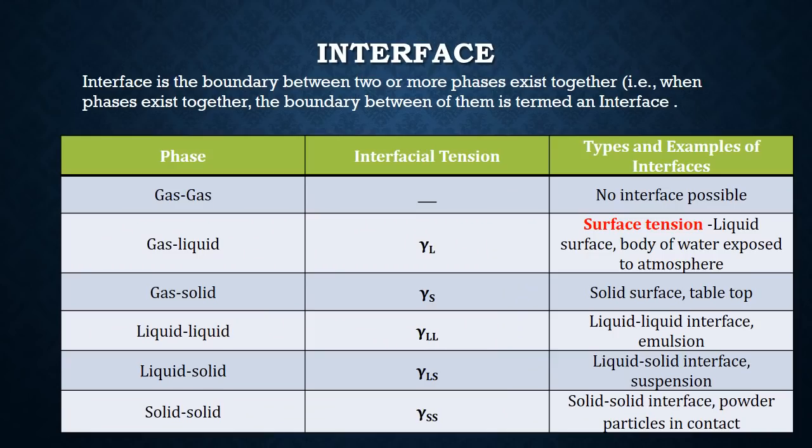So an interface is the boundary between two or more phases that exist together. For example, when phases exist together, the boundary between them is termed an interface. So when you have gas and gas, there's no interface possible. When you have gas and liquid, usually we will call it surface tension, okay?